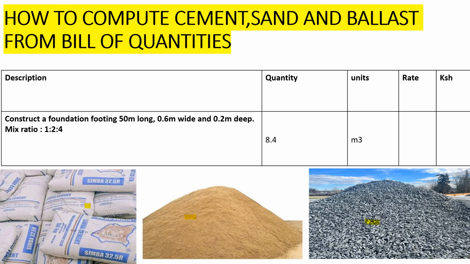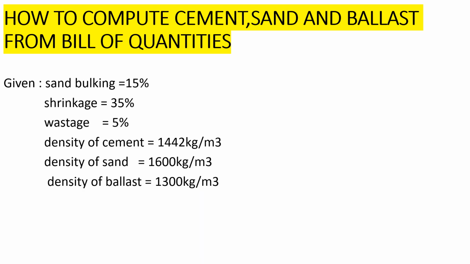So we are to construct a foundation footing 50 meters long, 0.6 meters wide, and 0.2 meters deep, with a mixed ratio of 1:2:5. The quantity is 8.4. The unit is cubic meters. Now we want to find the quantity of cement, the quantity of sand, and the quantity of ballast. Now let's proceed with the information that we've been given.